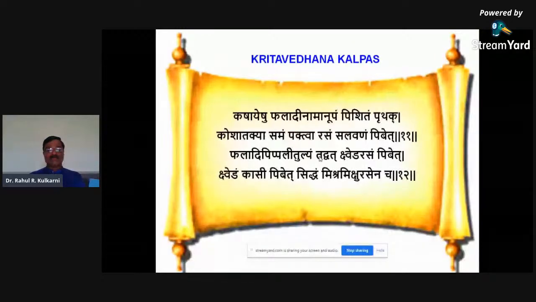Shvedam kasi pibet siddham mishrim ikshu rasenache. The shveda rasa, meaning the krutavedana swarasa added with mishri or ikshu rasa, can be used effectively in case of kasa roga. Shvedam kasi pibet siddham mishrim ikshu rasenache.